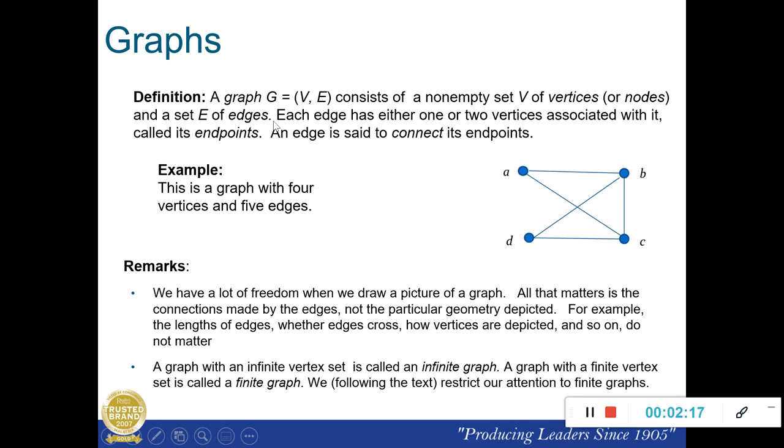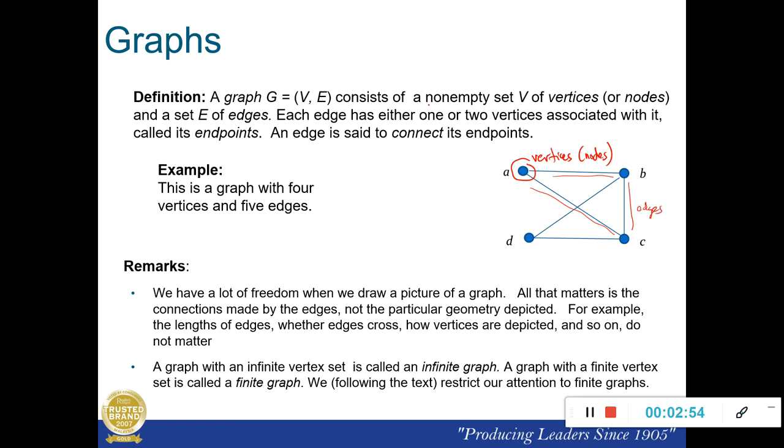So what are the vertices? These are the vertices, or sometimes we call them nodes. You can imagine, if this is a computer network, these are the nodes, machines, PCs, routers or something. So this is V, the set of vertices, and E, the set of edges. The lines here are all the edges.